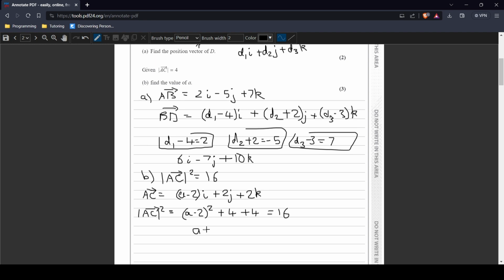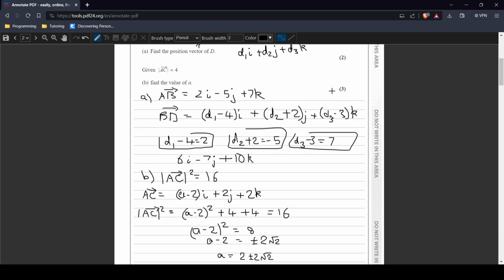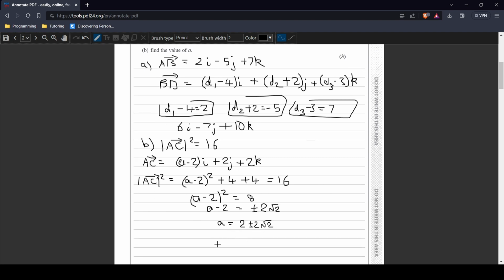Okay, now this just becomes a matter of solving this equation. So bring in both 4's onto the right hand side. We get A minus 2 squared is equal to 8. Okay, now A minus 2 is then equal to plus or minus root 8, so plus or minus 2 root 2. So then A is equal to 2 plus or minus 2 root 2. But remember that the question says A is a constant less than 0. And clearly only one of these is less than 0, and that is the one with a negative. So A is then equal to 2 minus 2 root 2.